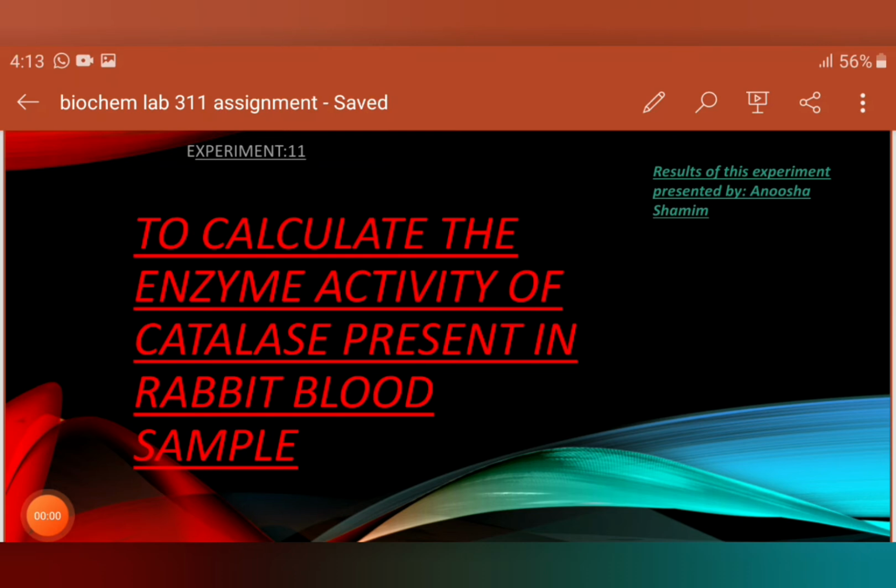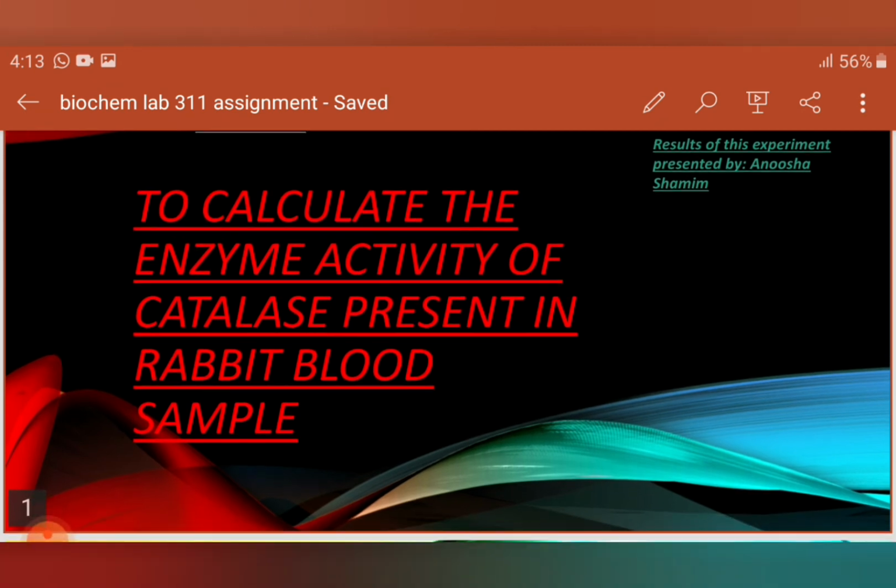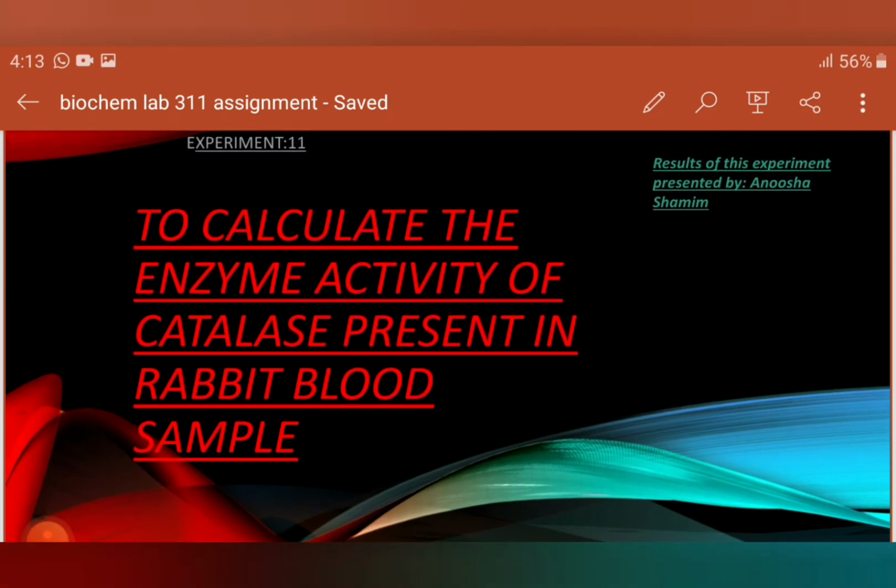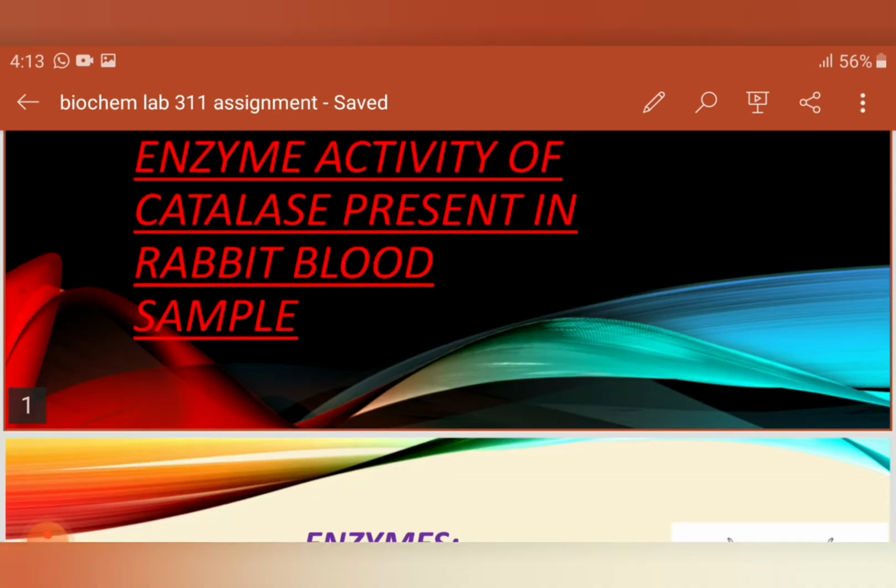Assalamu alaikum. My name is Anusha Shamim and our group topic experiment is to calculate the enzyme activity of catalase present in rabbit blood sample, and I cover the results of enzyme activity of catalase present in rabbit blood sample. So first of all, I would like to tell what an enzyme is.